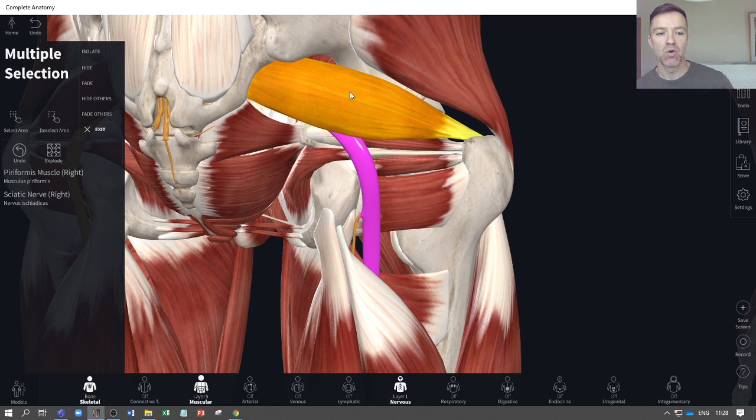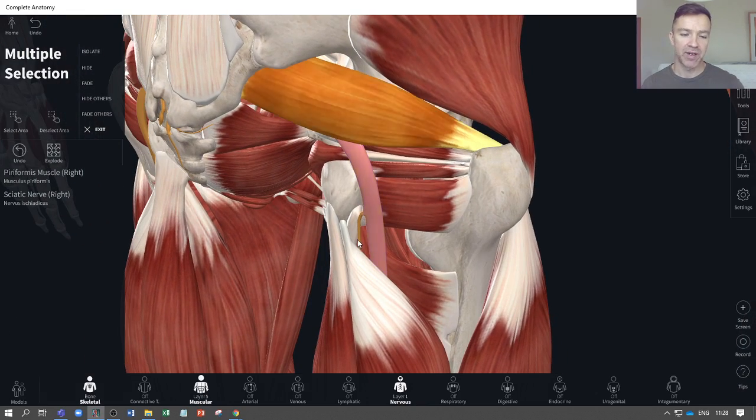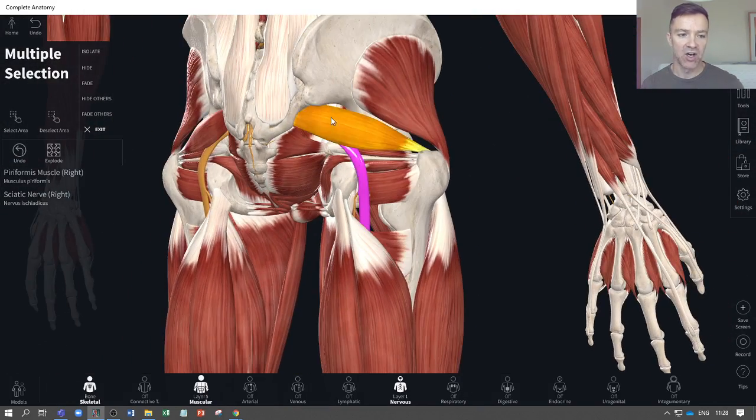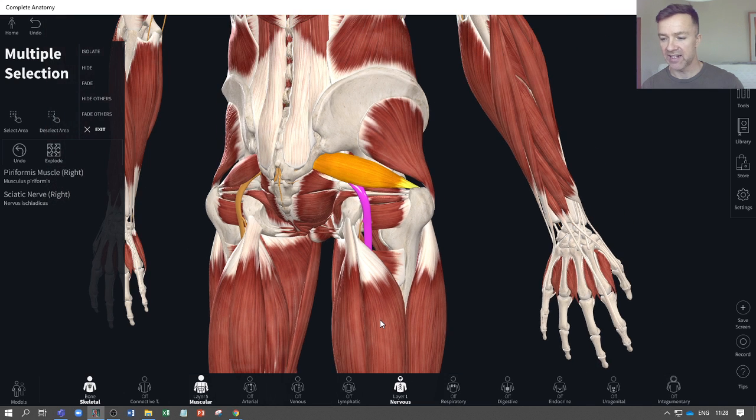Okay, so they are more likely to experience that irritation of the nerve from the muscle because the nerve literally runs through the muscle and pops out a hole in the other side. They are predisposed to having this piriformis syndrome, where the piriformis muscle irritates the sciatic nerve and causes lower back pain and pain that runs down into the leg there.